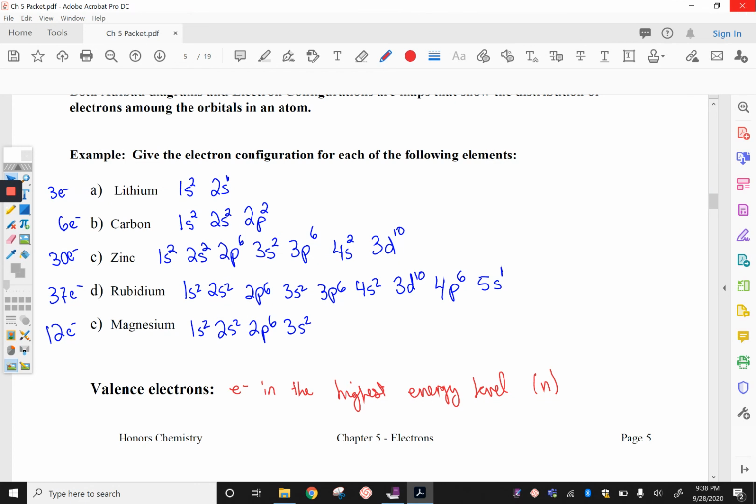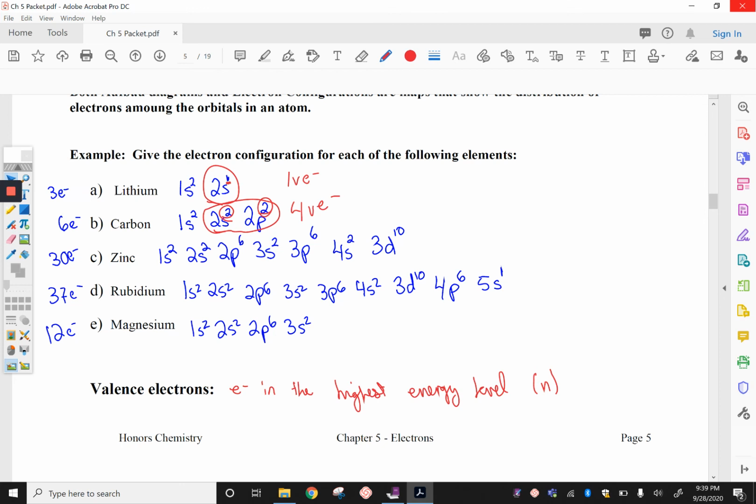Okay, lithium. What's the highest energy level in lithium? Well, it would be the second energy level. And how many electrons are there? Just 1. So 1 valence electron. Carbon. How many valence electrons does it have? Well, what's the highest energy level? Highest energy level is the second energy level. These are all in the second energy level. So how many total? 4. These 2 and these 2.